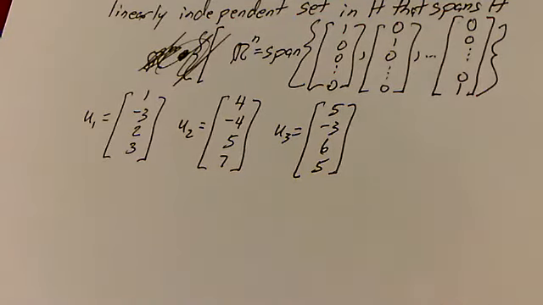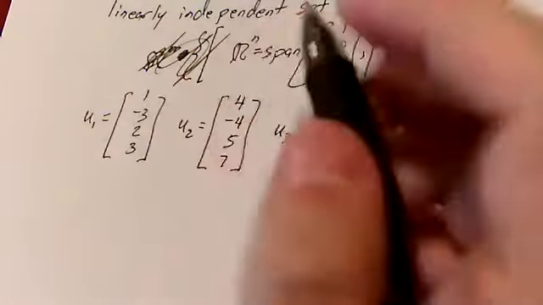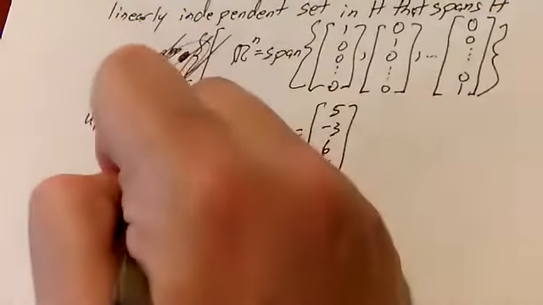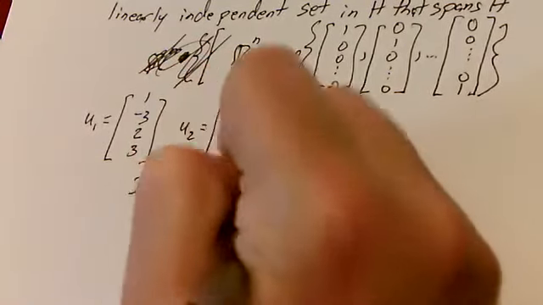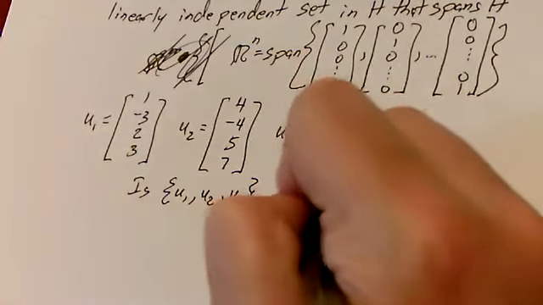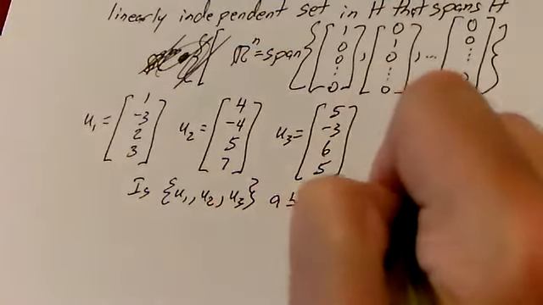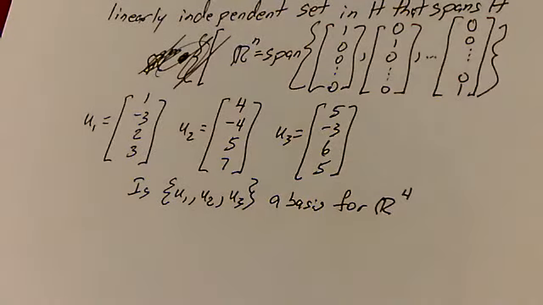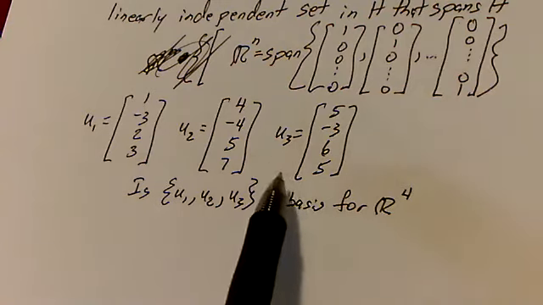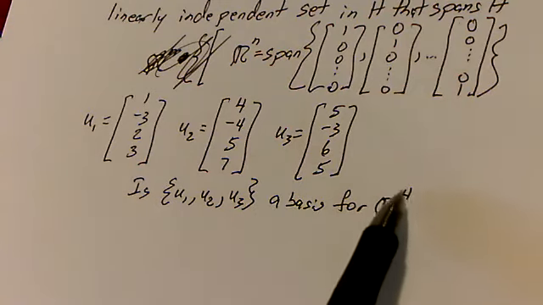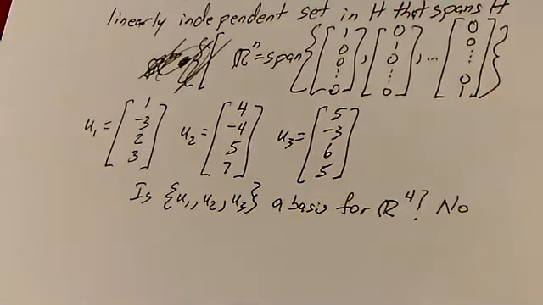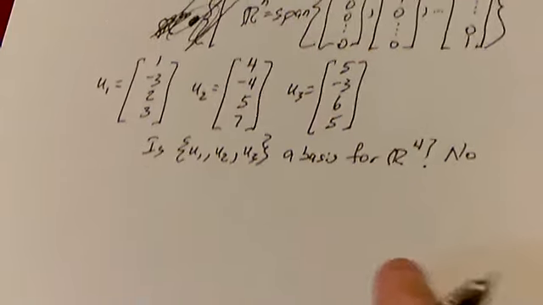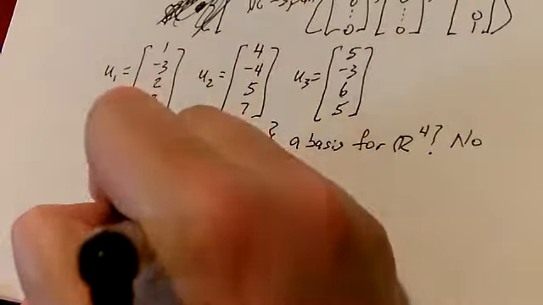First, can U1, U2, U3 be a basis for R4? So is the set U1, U2, U3 a basis for R4? Well, we might say, I know I need to be independent. Well, even if they're independent, there's only 3 of them, and I need at least 4 for R4. So this is a definite no just because there's only 3 vectors. I don't have enough vectors for that. Now, I can check for independence.